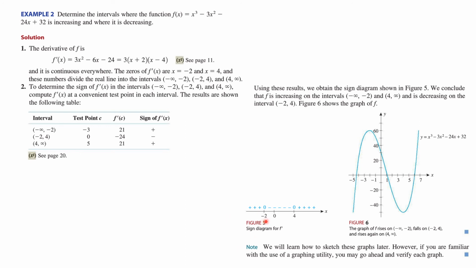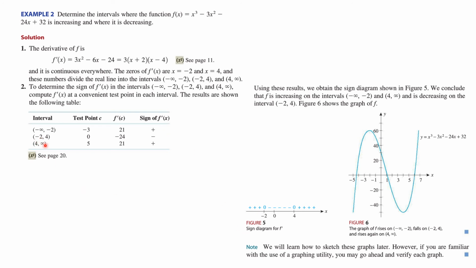So there's the minus 2. Minus 2 to 4 is shown there, and this is bigger than 4 over here. And then we're going to do test points. So in minus infinity to minus 2, we take a test point of minus 3. We substitute it in, and that is positive. So the sign of f prime at x is positive.